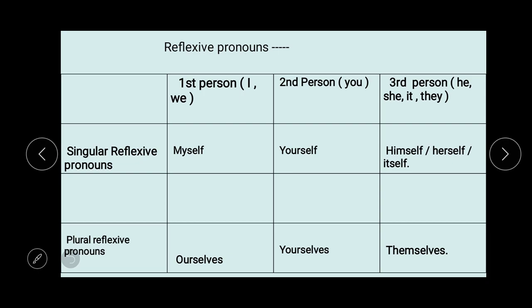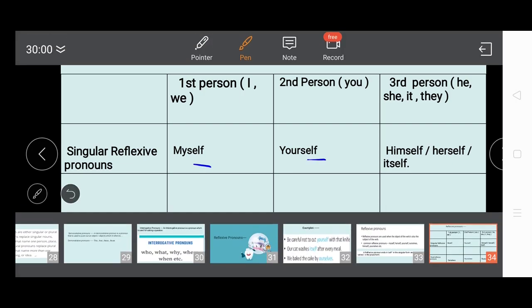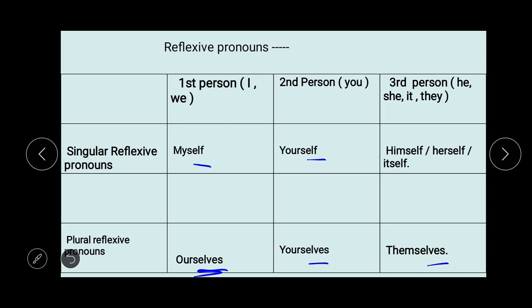So students, the singular reflexive pronouns for the first person will be myself, the second person will be yourself, and for the third person will be himself, herself or itself. And students, the plural reflexive pronouns for the first person will be ourselves, for the second yourselves and for the third themselves. You just see that in plural selves is there, and in singulars only self. You just remember this thing. Self comes in singular form and selves comes in plural.